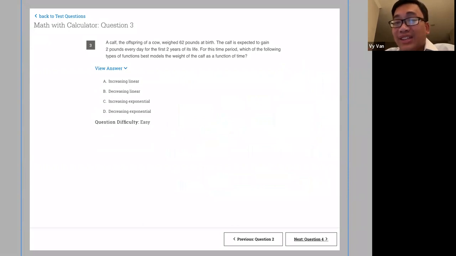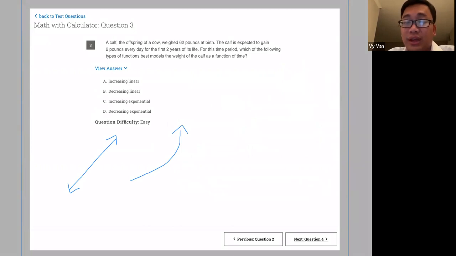Number 3. This question asks you the difference between linear and exponential models. A linear model is a straight line, and an exponential model normally looks like that. That's increasing. This is increasing linear, and then decreasing linear looks like this. Linear means line, okay? Exponential decreasing looks like that.